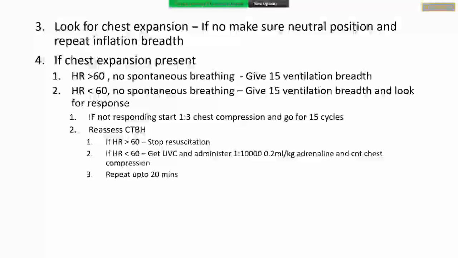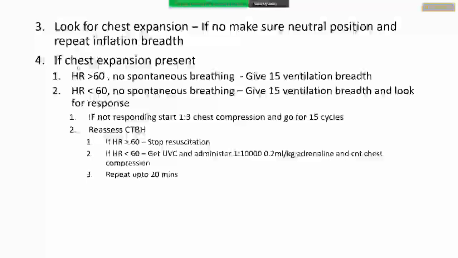So we have to think that there is some problem. If the lungs are not moving even with the inflation breath, again we have to go to the first stage. We have to make sure the child is in the neutral position. Then we have to repeat the inflation breath again for 5 times. So we have to go repeatedly until there's a respiratory movement, meaning the lungs are expanded. There's a chest movement. Once the chest is expanded, we know that the air we are giving is going into the lungs.